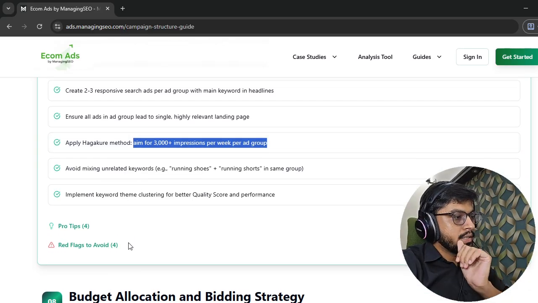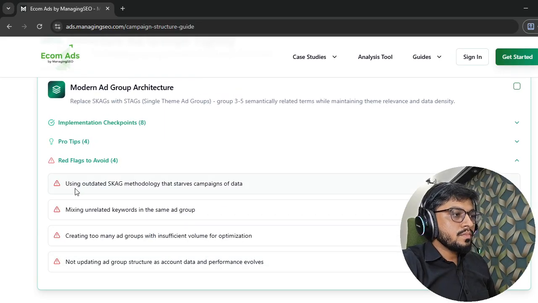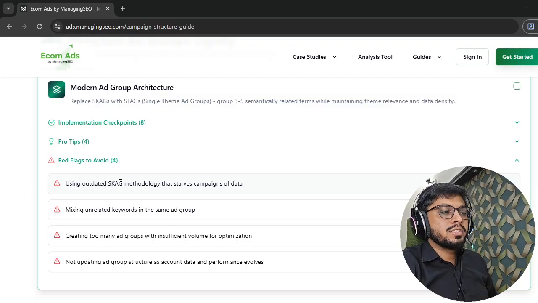Anyways, there are some red flags as well. SKAGs methodology. SKAGs is basically using one keyword per ad group. It's not working right now. It is the old strategy. Do not use it. Do not use it.